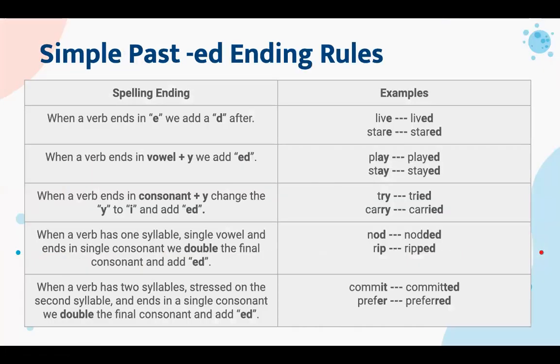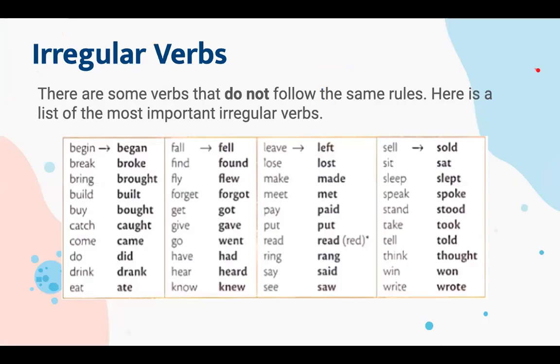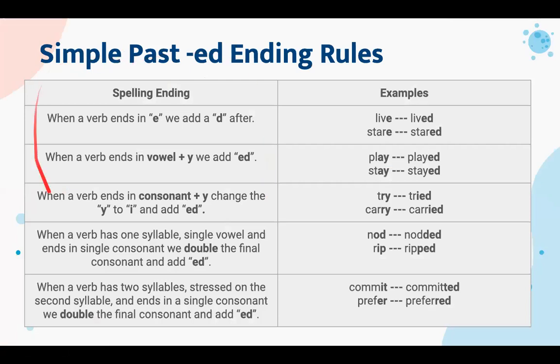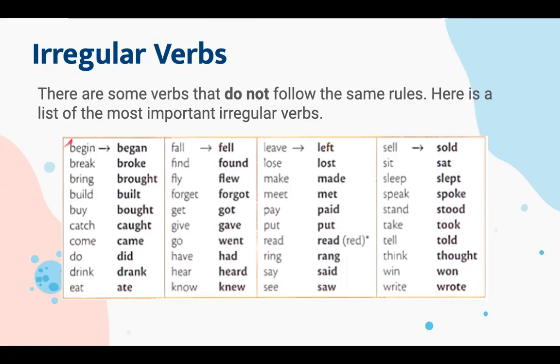And then, okay. So we have the common verbs, but then we have irregular verbs. And there's some verbs that do not follow the same rules. This is a list of the most important ones. Entonces, no todos los verbos van a seguir esta regla. Van a haber verbos que esa regla no se puede usar. Y esta es una lista de los más comunes. It's going to be here on the PPT for you guys to see it later.